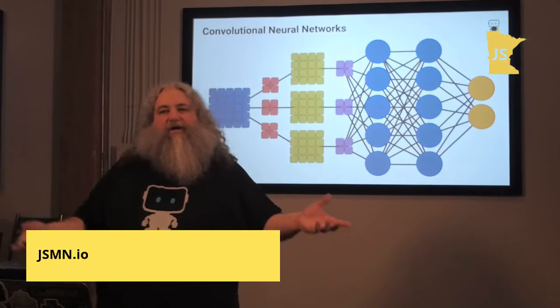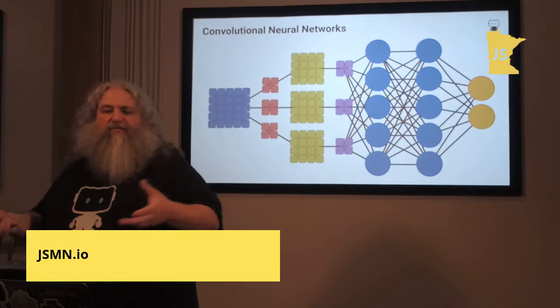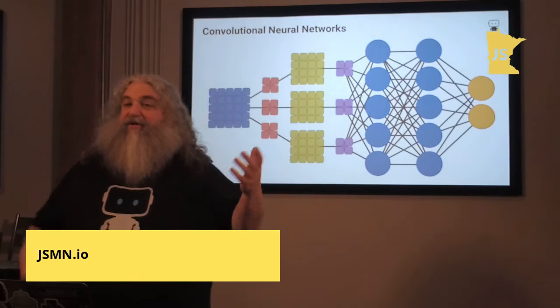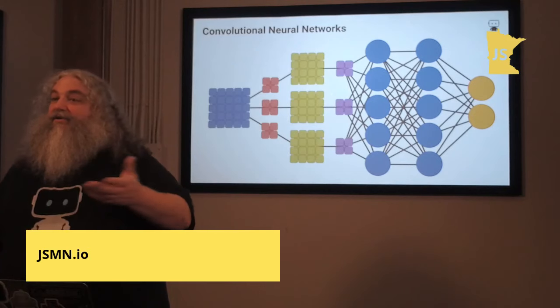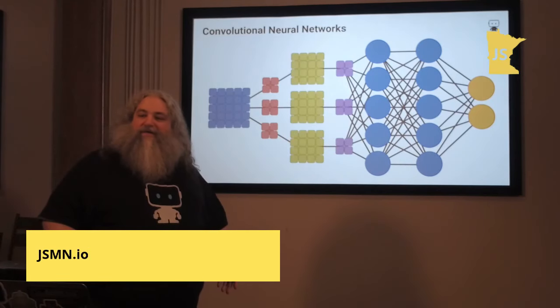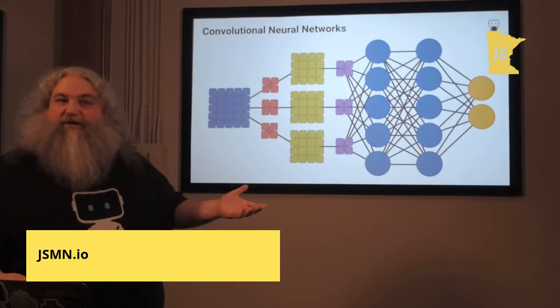And then the purple ones are a pooling technique that we can use to help concentrate that data. Then we feed the results of that pooling into a standard neural network. We flatten it out, and then we just run it as a classification problem.